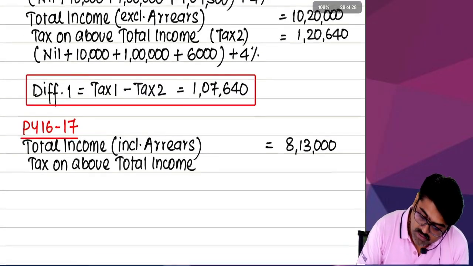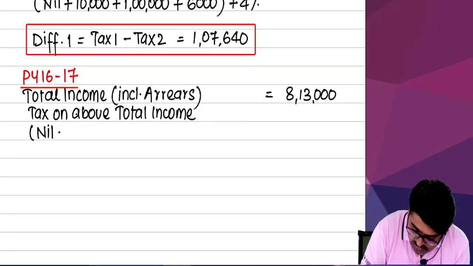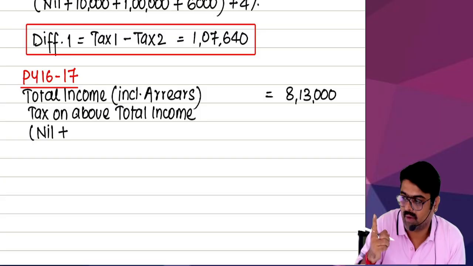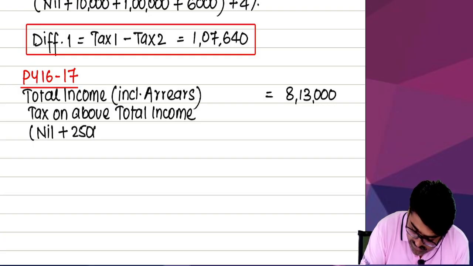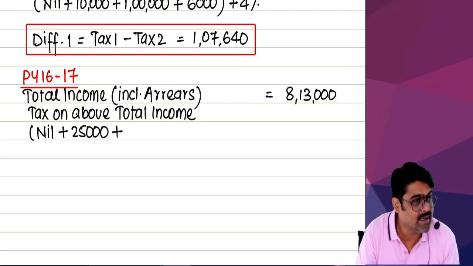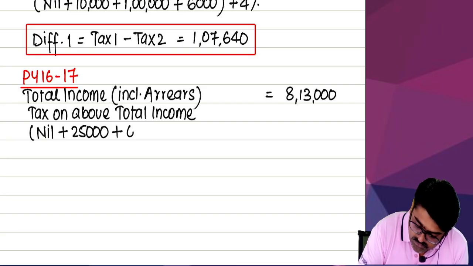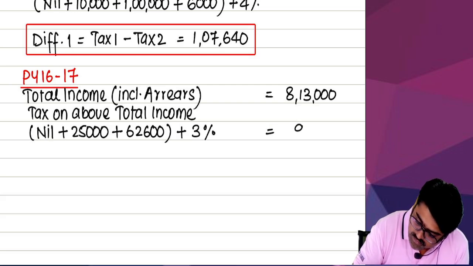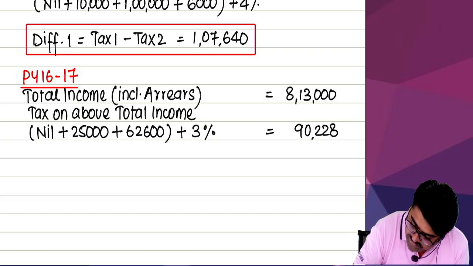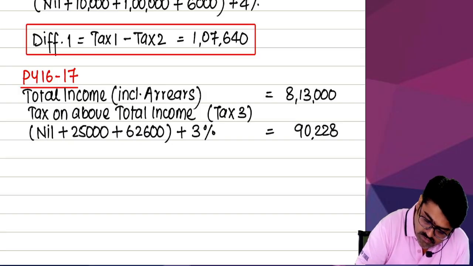So what I will do now? On first 2,50,000 no tax, plus 2,50,000 to 5 lakh the rate is 10%, so it will be 25,000, and then 5 lakh to 8,13,000. On 3,13,000 the rate will be 20%. How much? 62,600. On that I will apply 3%. This is my tax 3. Everyone got this?